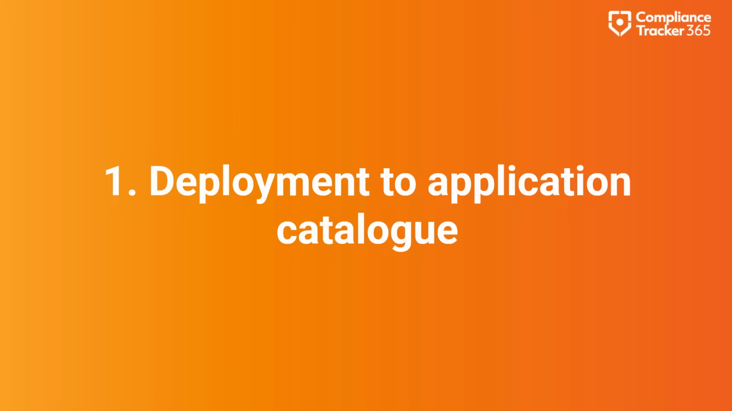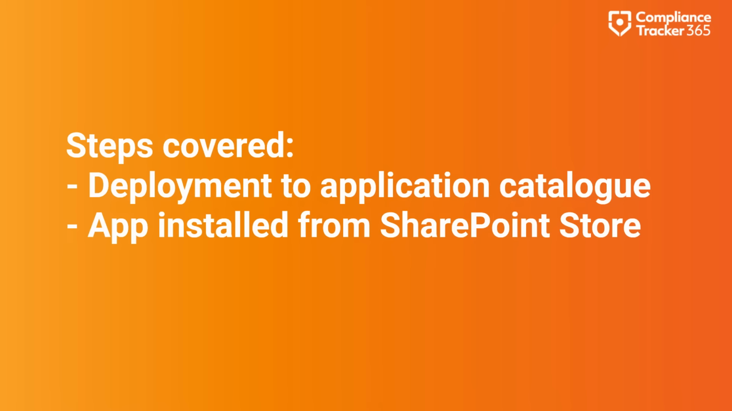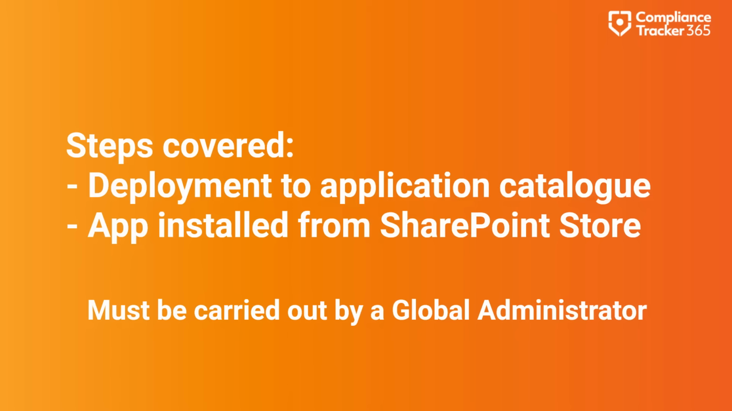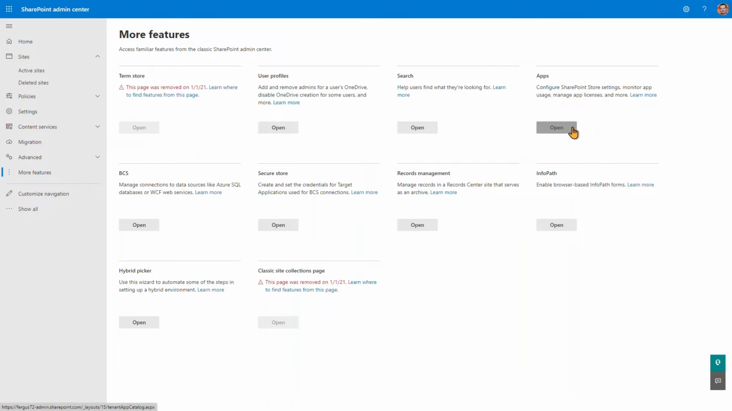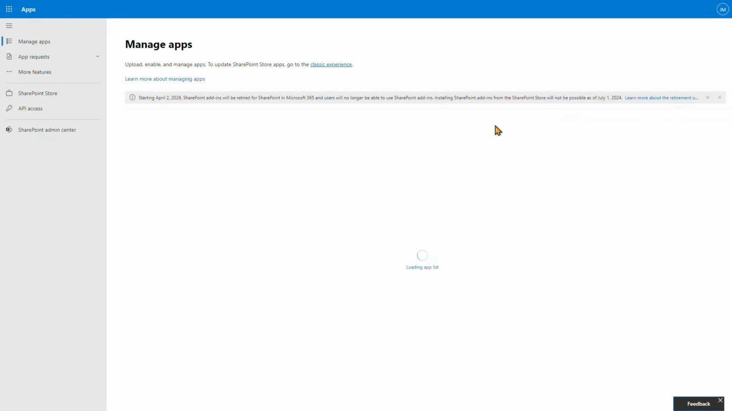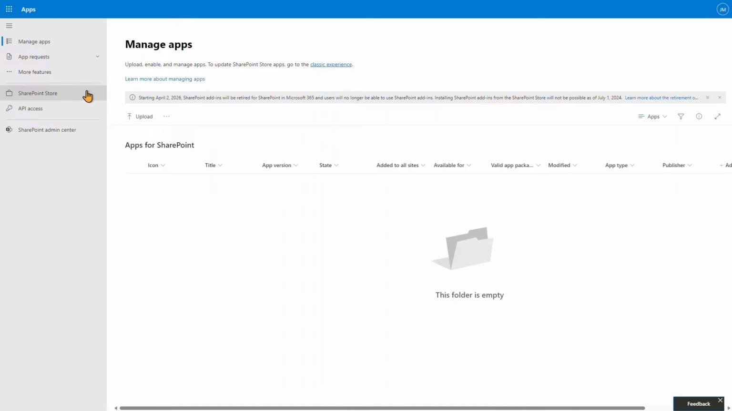There are a few ways to deploy an app for the first time to a tenant. In this setup, we'll deploy the app to the tenant app catalog from the SharePoint store. This step must be done by a global administrator to approve APIs. Enter the URL below to open a More Features page in the SharePoint Admin Center. Click on Open under Apps to open the app catalog.